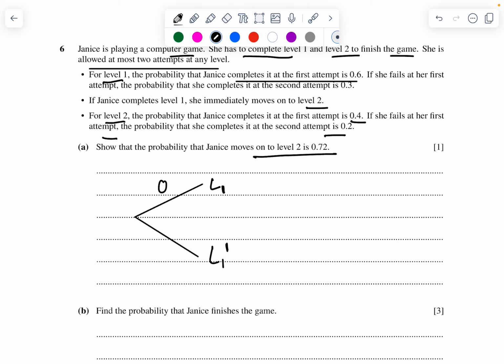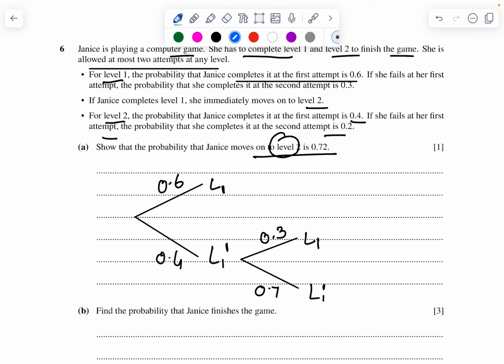Level 1 complete is nothing but 0.6. If she fails level 1, which is 0.4, then she goes for the second attempt, with level 1 complete 0.3 and not complete 0.7. Now, if Janice completes level 1, she immediately moves to level 2. The rest is not required for this one because I only want to go up to level 2.